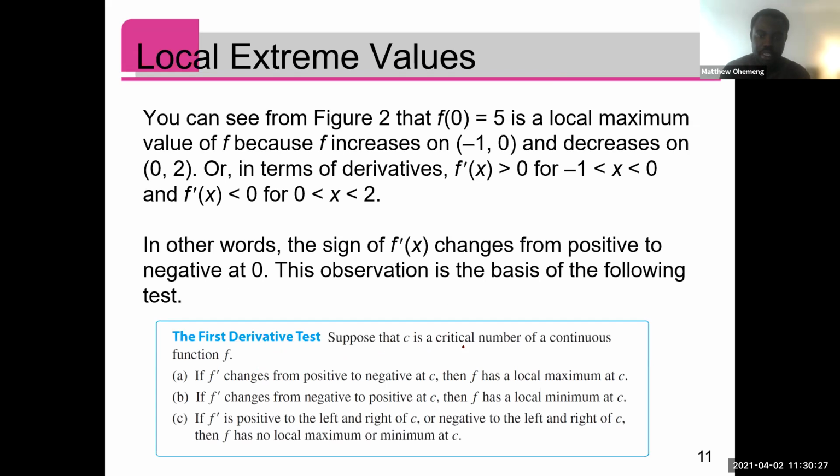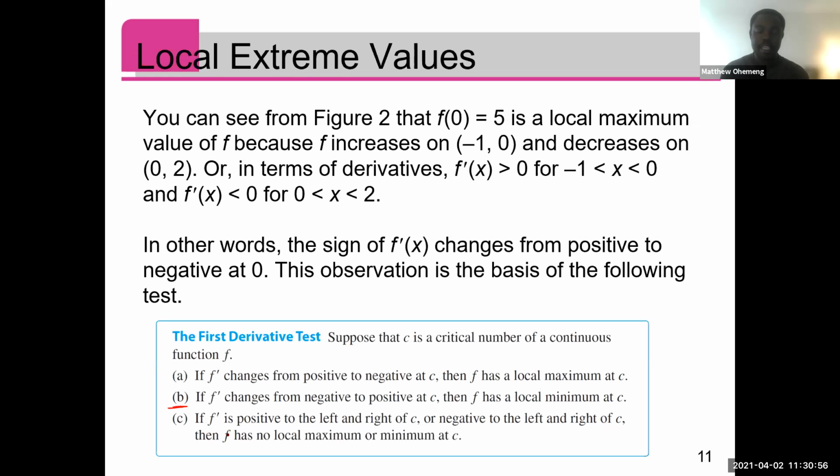So suppose C is a critical number of a continuous function, right? If C is a critical number, and you see that the derivative changes from positive to negative at C, then that means that F has a local maximum at C. The graphs are on the next slide, so I'll explain that there. Now the next point B says, if F prime changes from negative to positive at C, then F has a local minimum at C.